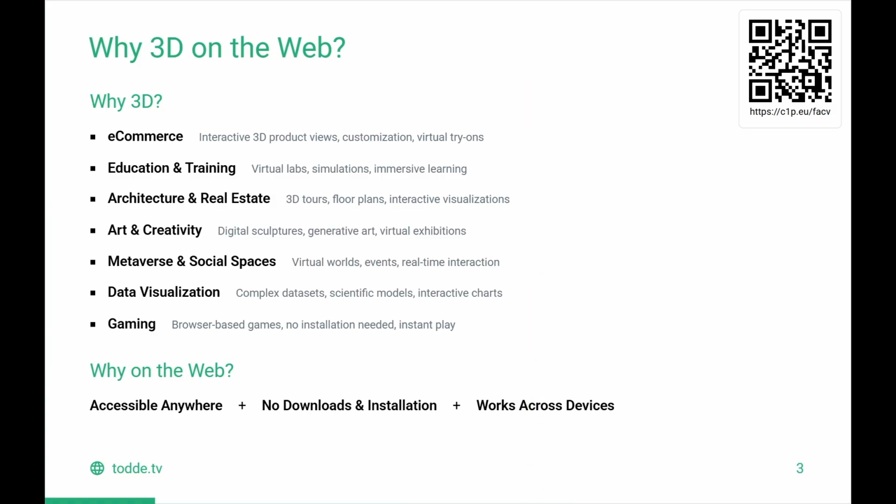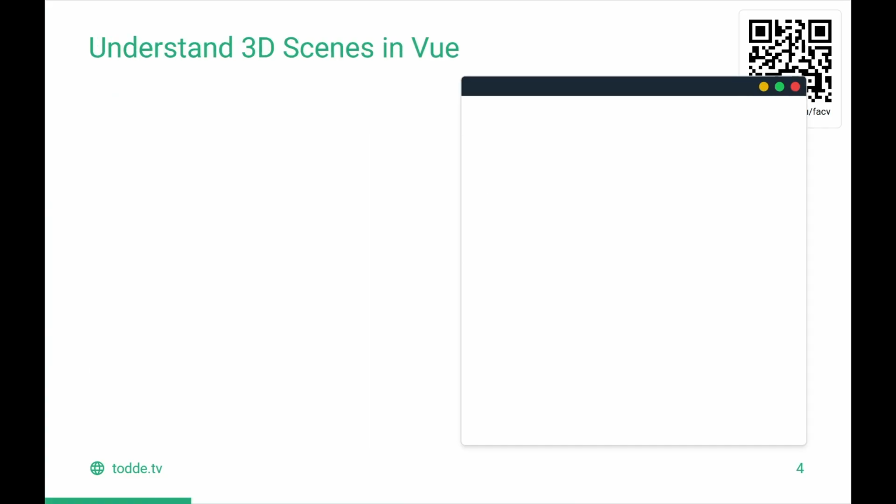So, okay, now we know why we should use 3D on the web. Now let's try to understand a scene in Vue. On the left side of the screen, you can now see the steps that I am presenting to you, that you can create a scene. And on the right, you see the live result as really the demonstration of this.